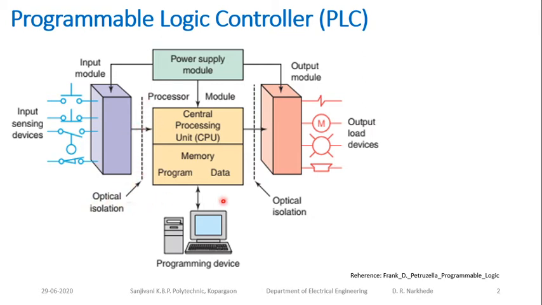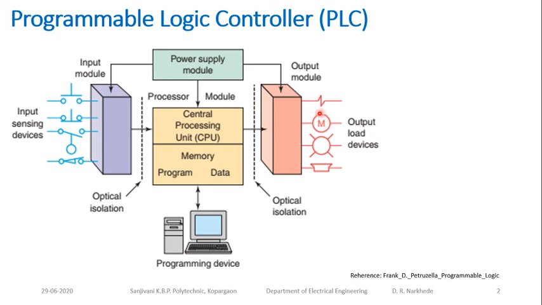So in between the processor and output module, as well as in between the input module and processor, there is an optical isolation. Now this optical isolation is very important. If you do not provide optical isolation, any surge in the input sensing devices or input module may get to the processor and the processor may get damaged. Similarly, when I switch on the output devices, they are normally energized at a higher voltage level. That higher voltage may come to the CPU and cause damage to the CPU. So the optical isolation is a very important thing over here.